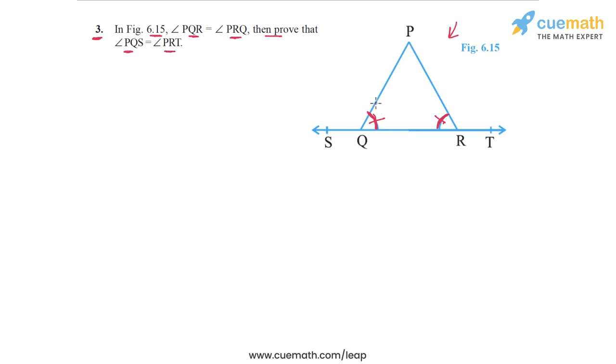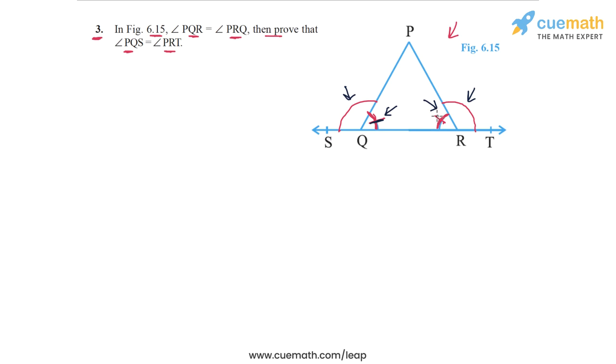So let's mark angle PQS, this angle here, and angle PRT is this angle here. So these two angles, we have to prove them as equal. Now the basic idea behind the solution of this problem is quite straightforward. The sum of this angle and this angle must be 180 because they form a linear pair. Similarly, the sum of this angle and this angle is also 180.